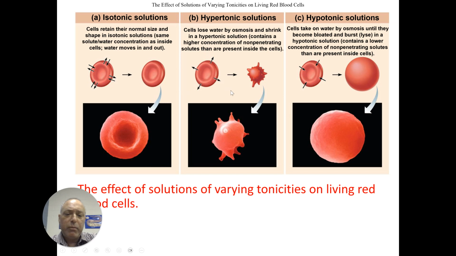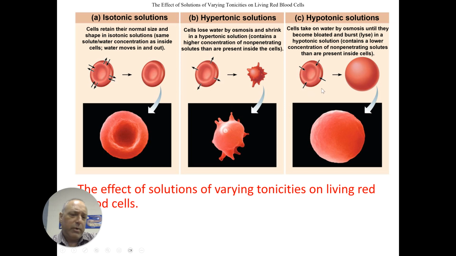Hypertonic, this is when there's more salt on the outside, and osmosis is going to occur to try to even out the water concentration, and water is going to leave the cell. The cell is then going to shrivel. This can be devastating for the cell.